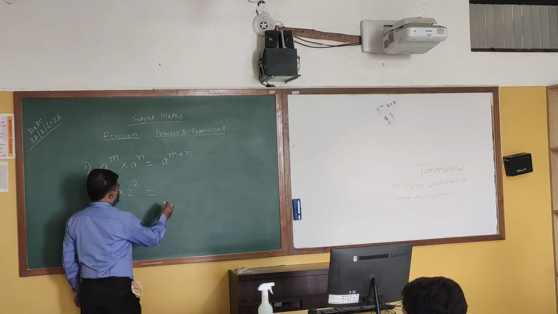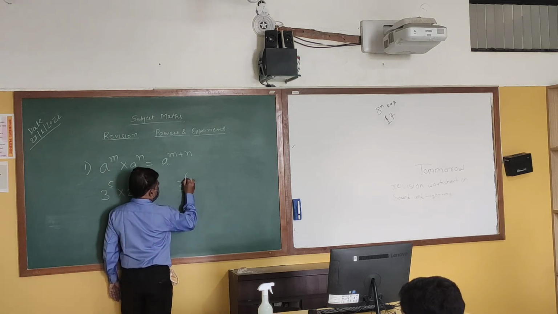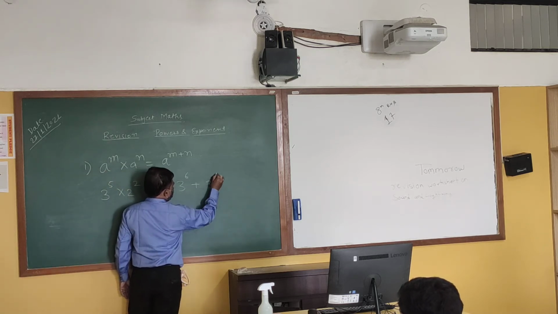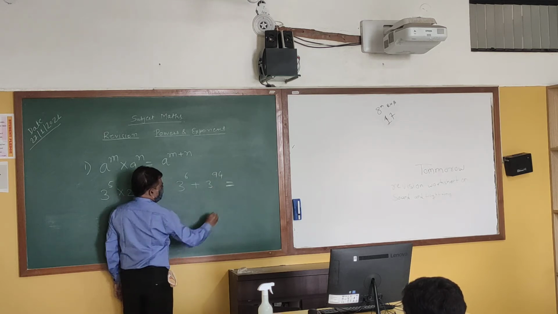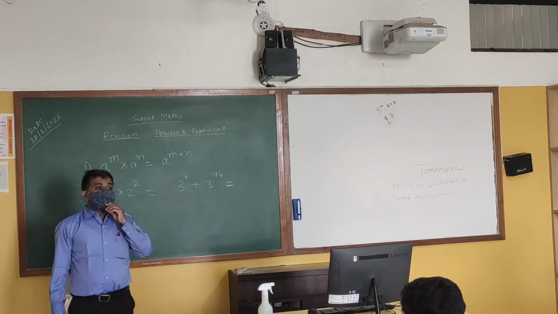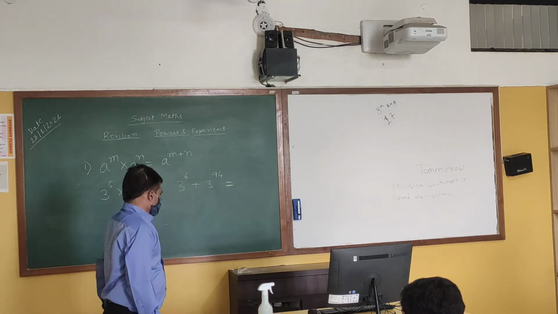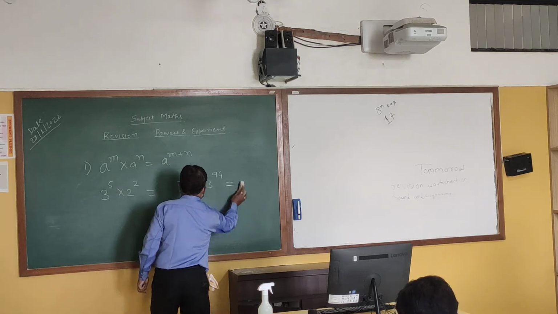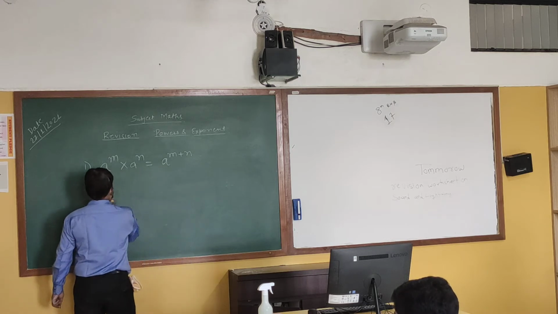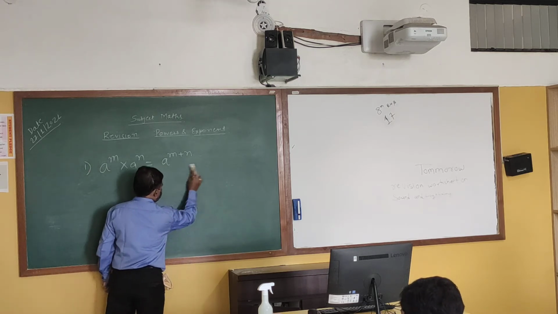Suppose I ask you 3 raised to power 6 multiplied by 3 raised to power 94. What is the result? 3 raised to power 100. Clear? So in this way we can find out the answer. So this is very clear.